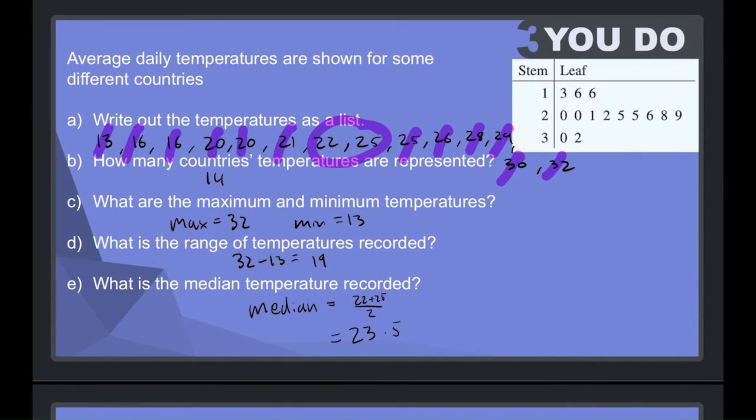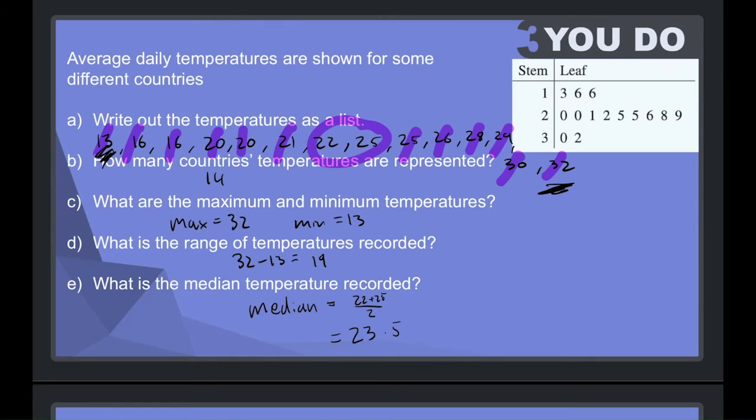All right, guys, there you go. There are the answers. We've written out the numbers in order. How many countries' temperatures are represented? We just counted how many numbers there were. There was 14. The maximum over here, we've got 32. And then the minimum down here, we've got 13.